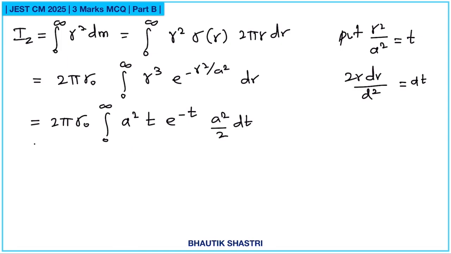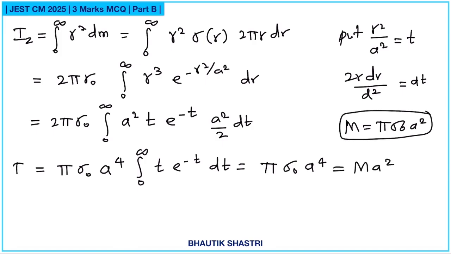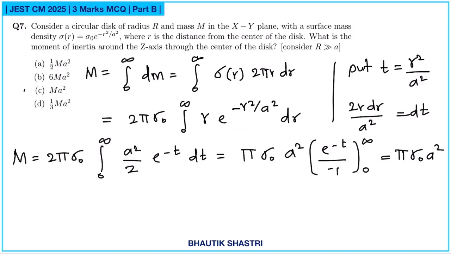Integration 0 to infinity, so pi sigma naught a raised to 4 integral 0 to infinity t e raised to minus t dt. This is the gamma function, this is gamma 2, and gamma 2 is 1. So this is pi sigma naught a raised to 4. But we have m is equal to pi sigma naught a square. So this will be equal to m into a square. So Iz is m a square. So here option C is correct.